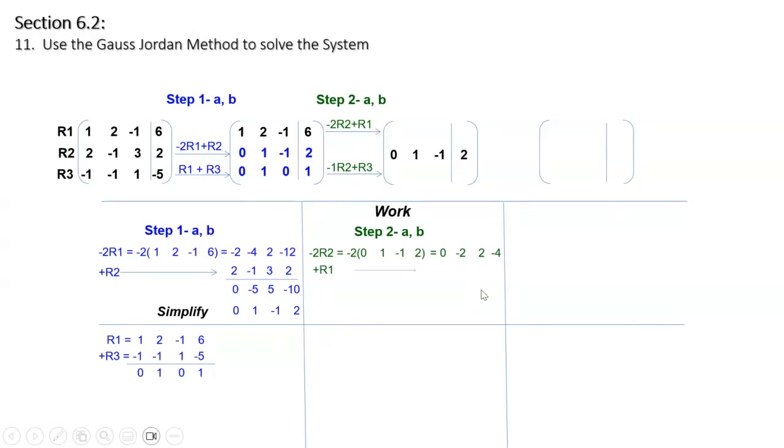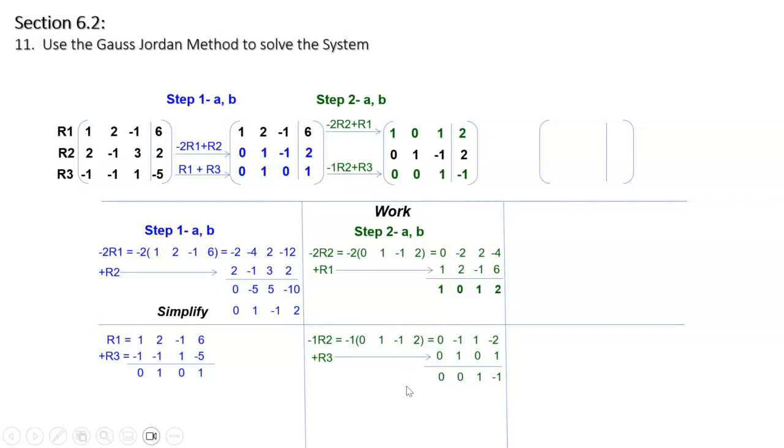And then when you add it to row 1, we just bring row 1 over. It's going to give us 1, 0, 1, 2. That's my new equation number 1, or row number 1. -1 row 2 will give us 0, -1, 1, and -2. And we add it to row 3. It's going to give us 0, 0, 1, -1. That's my new row number 3.